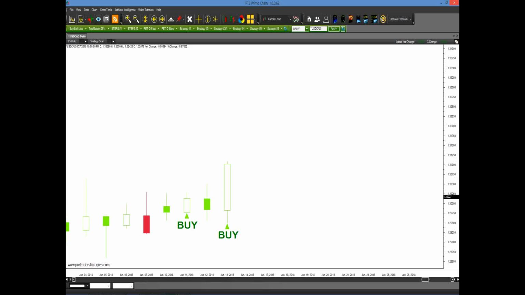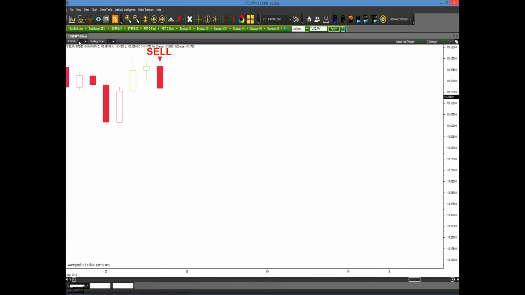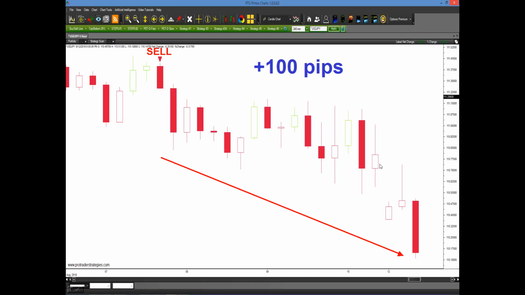Now, you can also scan for other markets, okay? It doesn't have to be stocks. Here is a daily chart of the Canadian dollar. 2 candlestick buy signals were generated, both outlined green, and 350 pips in the next couple of weeks. Same thing to the downside, a 4-hour chart of the dollar yen, candlestick combo sell signal, colored red, 100 pips in the next couple of days.